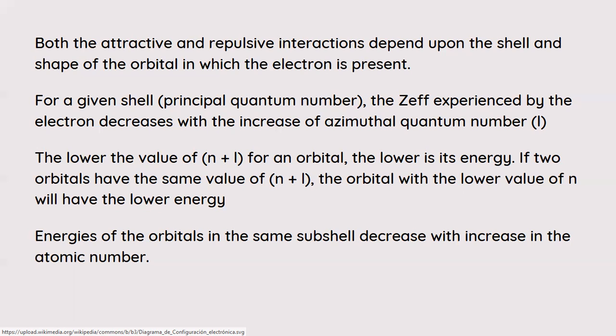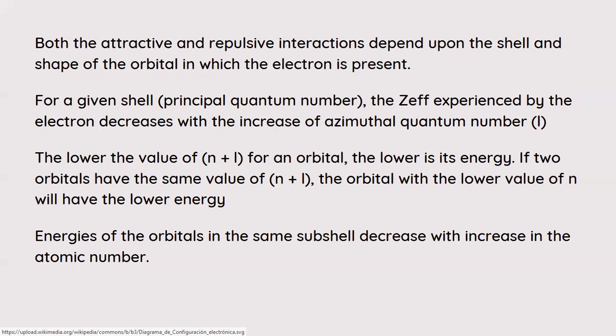So this means that in a shell, as the principal quantum number increases, the Z effective, that is the effective nuclear charge experienced by the electron, decreases with increase in the azimuthal quantum number. Which means that the s orbital, which has the least azimuthal quantum number, has the most effective nuclear charge. And as you go upwards, it will decrease. So electrons of the s orbital will be more tightly bound than p, which will be more tightly bound than d.